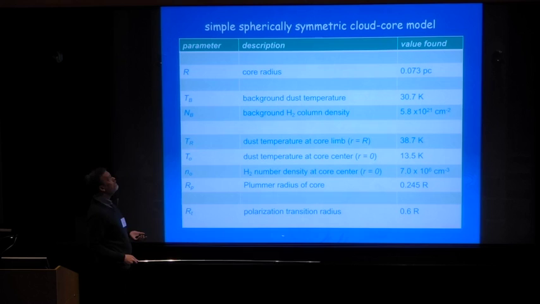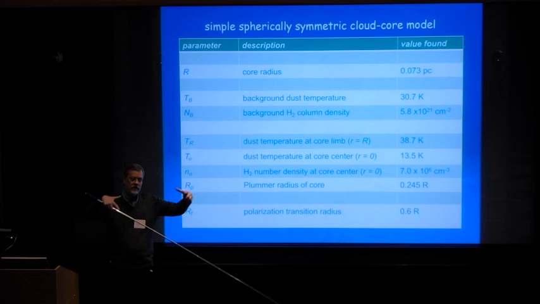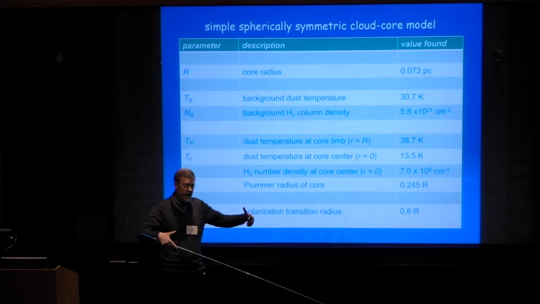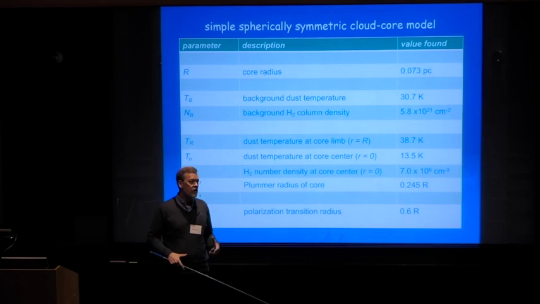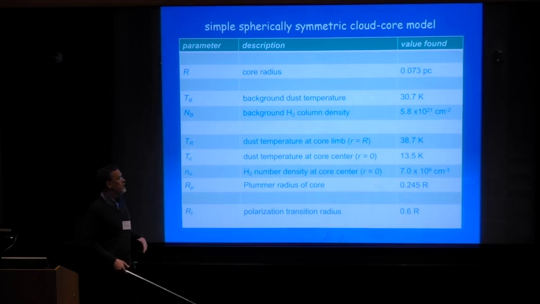The core is heated from all sides uniformly. So it's hot on the outside, cool on the inside. Of course, you saw the cloud is not heated from all sides. It's only heated from the east side, but we only observe the east side, so that's probably not the worst approximation. And then finally, the key ingredient we need to get any kind of correlation is we have to have the grain alignment get turned off. So we have a certain radius within the core interior to which there's no grain alignment. And that's called the transition radius here.